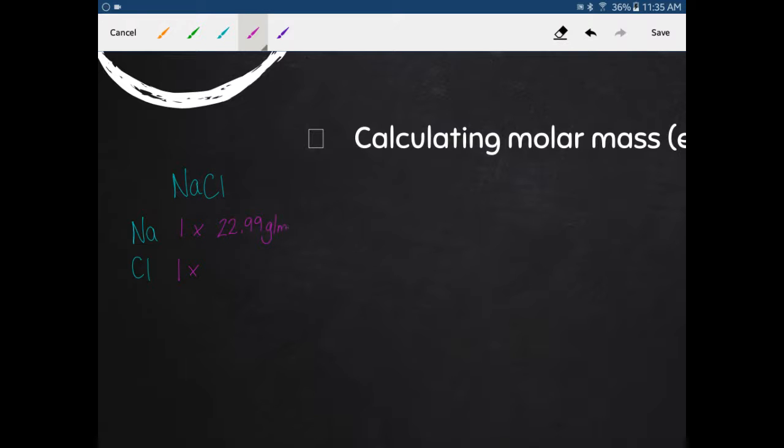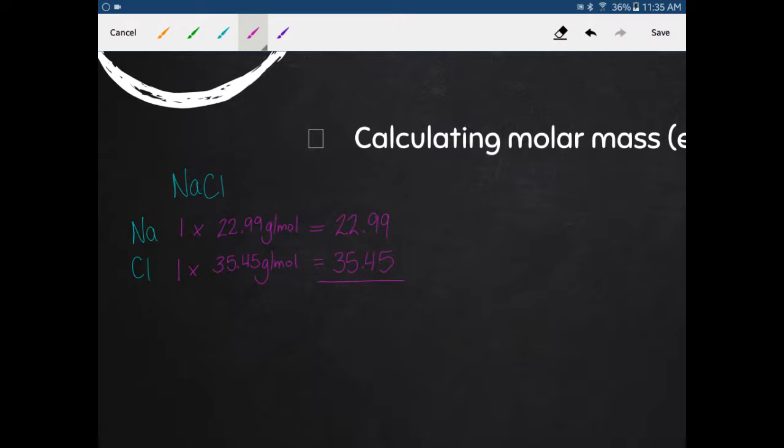Our unit is grams per mole. So when you think about the unit grams per mole, that is literally how many grams 1 mole is. So if you were to weigh out 1 mole of sodium, it would be 22.99 grams. Same with chlorine. If you were to weigh out 1 mole of chlorine, it would be 35.45 grams. So this equals 22.99, and this equals 35.45.